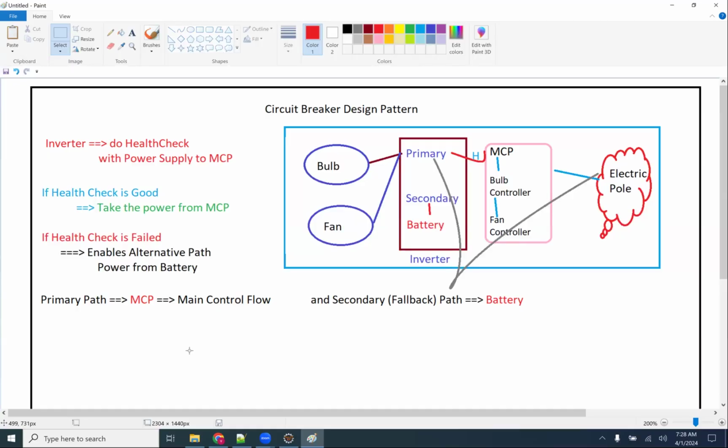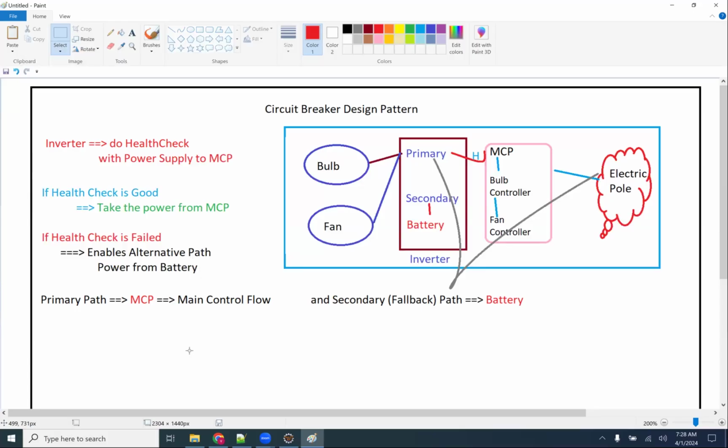What do I need here? Electricity I need. Bulb needs some amps, fan needs some amps, switch needs some amps, and some different voltage. But we need the main power. So what will I do here? I'm going to connect directly to the microservice.